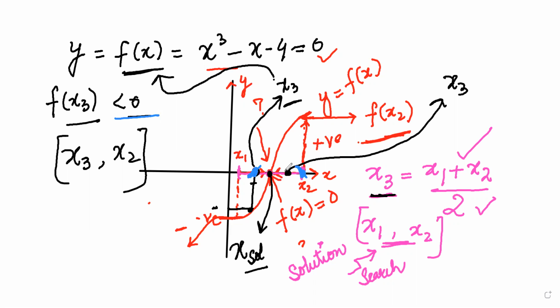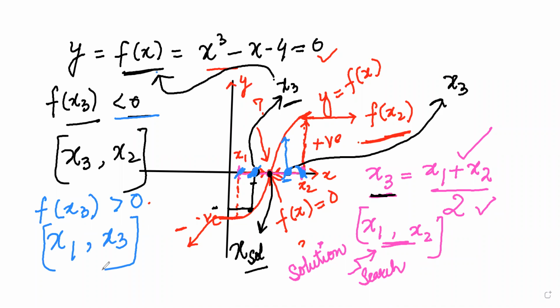Otherwise, if your x3 lies on the right hand side of the solution point, that is, when you substitute x3 back into your function and f of x3 is greater than 0, that is here. If your x3 lies here, then where is the solution? The solution lies between x1 and x3. Then your search region becomes x1 and x3. This is very, very important.